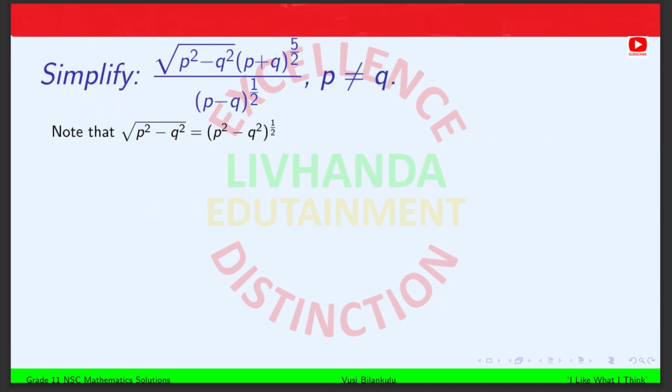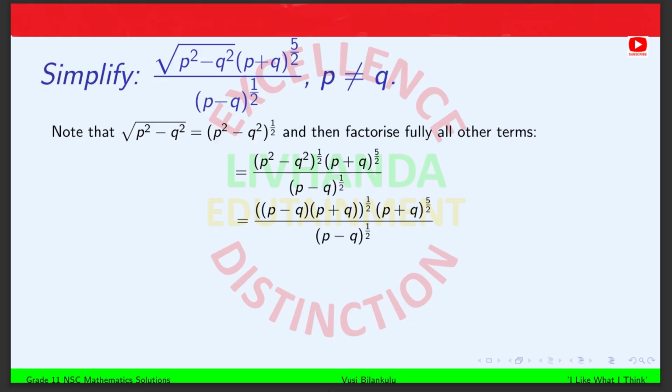To simplify a fraction given in the numerator by the square root of the difference between p squared and q squared times the sum of p and q all raised by exponent 5/2, and denominator given by the difference between p and q all raised by exponent 1/2, such that p is not equal to q. First, notice that the square root of the difference between two squares is equal to this difference raised by exponent 1/2, so that the expression becomes, as shown on this slide, after factorizing this difference of two squares.